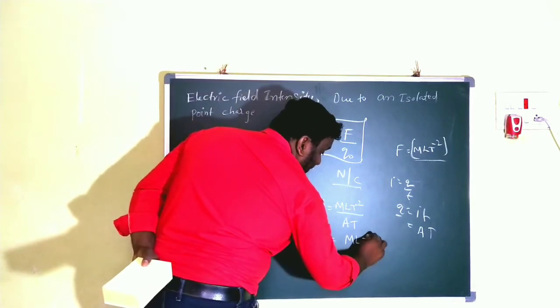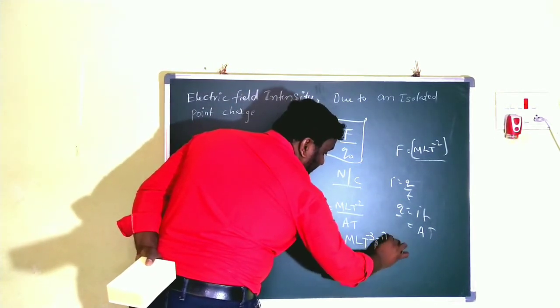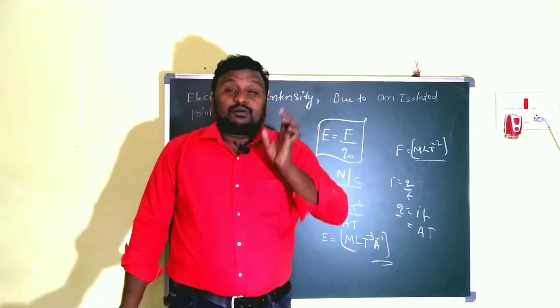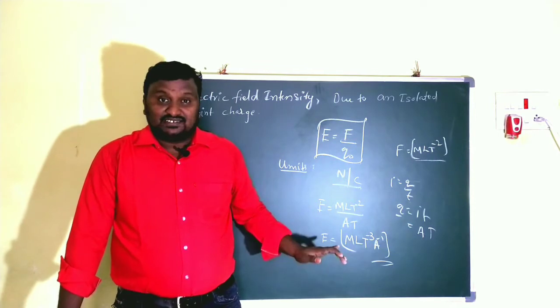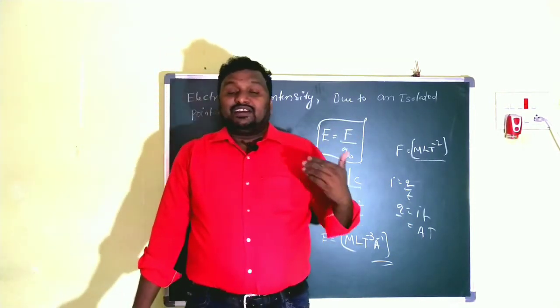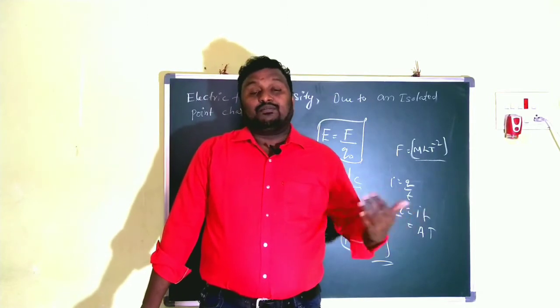L T inverse 3 A inverse 1. So this is the dimensional formula of electric field intensity. Got my point with this, children? So this is simply about the electric field intensity and its units and dimensional formula.